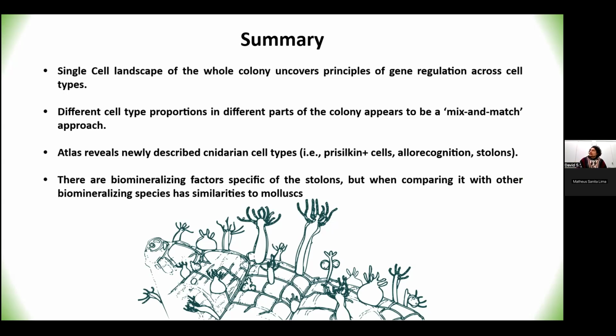In addition to this, the single cell atlas helped us to annotate newly identified cell types, in this case the pre-silicon positive cells, the allorecognition cell types, and the cell types enriched in the stolons. And when we take a look at the stolon cell type, we see that the biomineralization factors are, first of all, specific to stolons, but when we compare them to other biomineralizing species, they share more similarities to mollusks than even to other cnidarians.